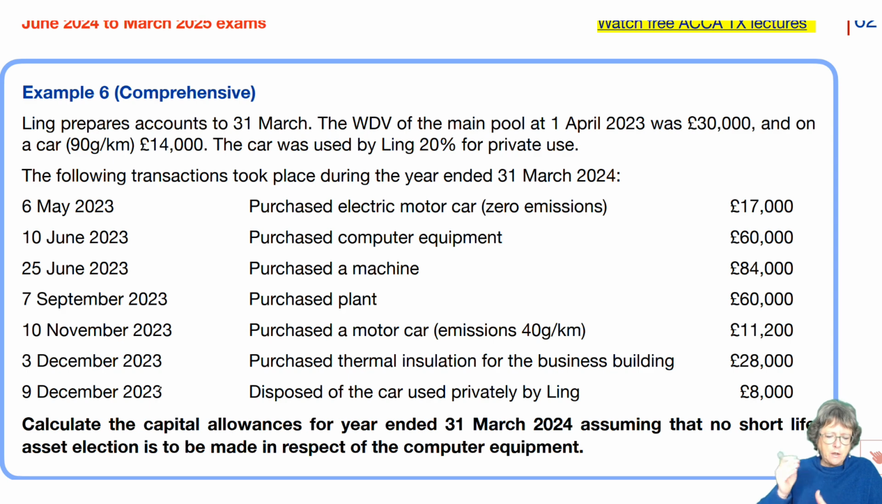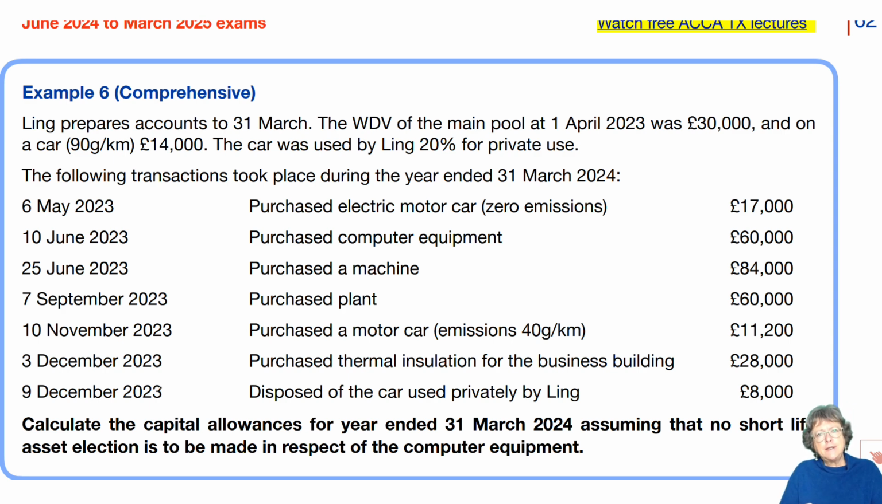We bought a car with 0 emissions, we bought some computer equipment, we bought a machine, we bought some plant, we bought a car with 40 grams per kilometre. We bought some thermal insulation, and we disposed of a car. We've got to calculate the allowances for the year ended 31st of March, assuming that no short life asset election has been made in respect of the computer equipment.